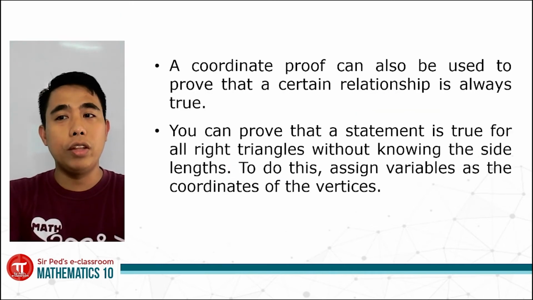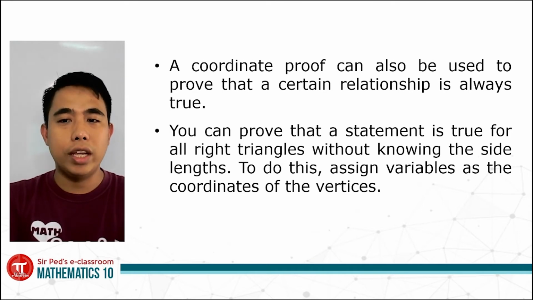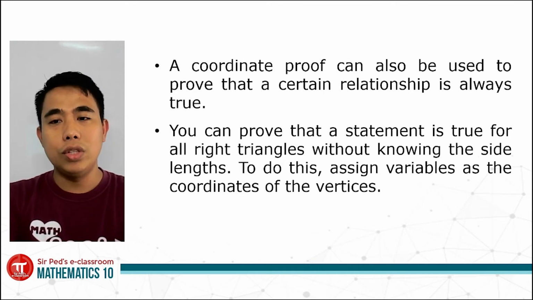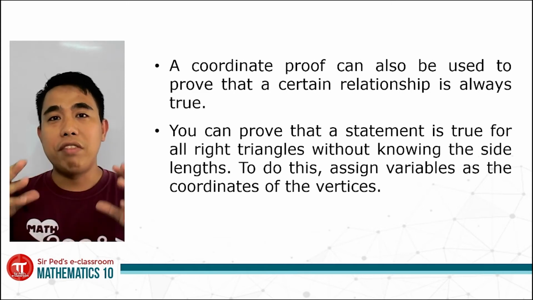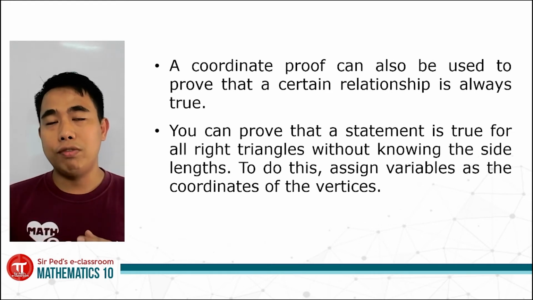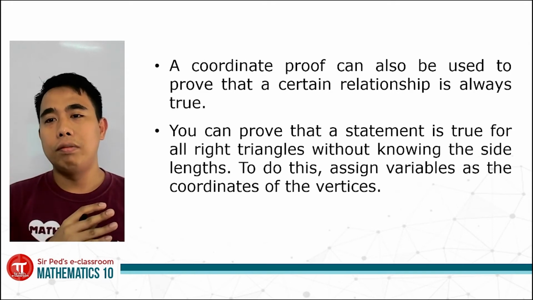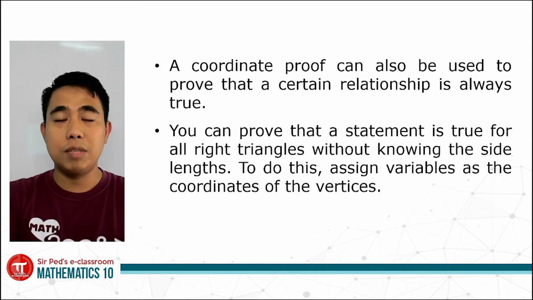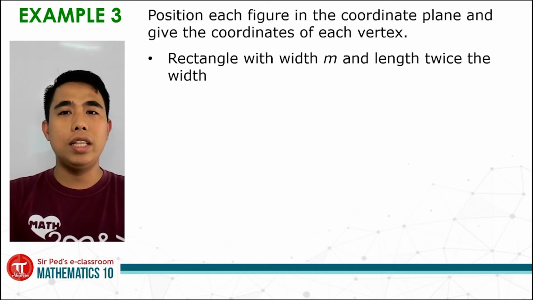Now, a coordinate proof can also be used to prove that a certain relationship is always true. You can prove that a statement is true for all right triangles without knowing the side lengths. To do this, assign variables as the coordinates of the vertices. When there is a statement, we are not going to assign values because that would be true only for specific values. We assign variables for the lengths so that our proof is true for all, not just specific cases. So position each figure in the coordinate plane and give the coordinates of each vertex.